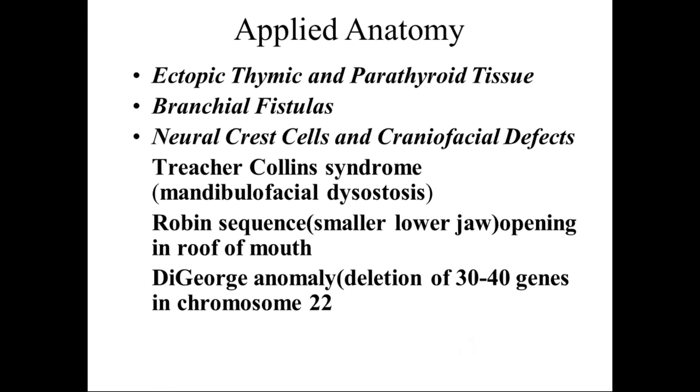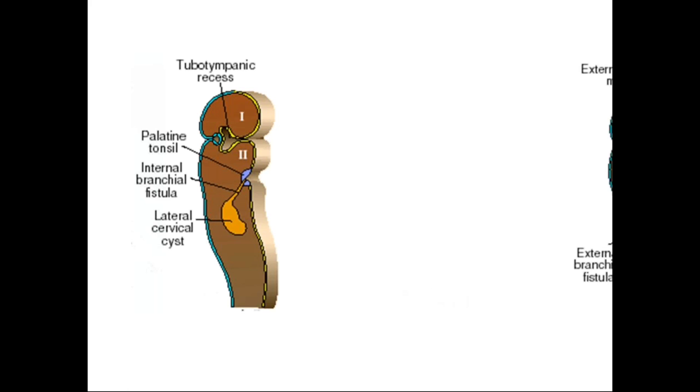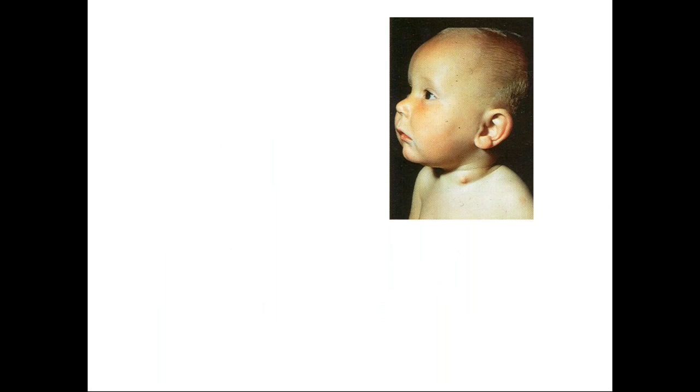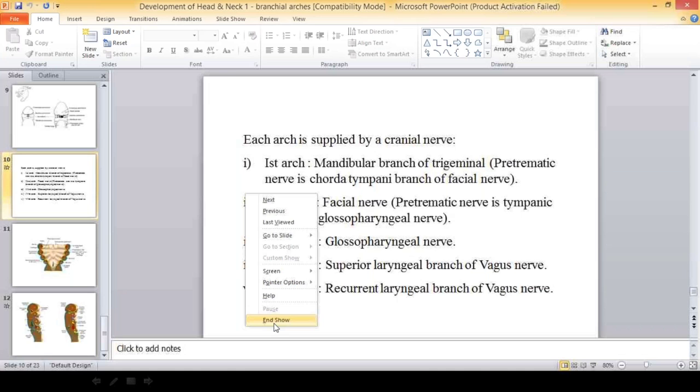These are the conditions. Treacher Collins syndrome, it is mandibulofacial dysostosis, failure of the development of the mandibular and facial prominences. Second is Robin sequence, that is smaller lower jaw. Then DiGeorge anomaly, a chromosomal abnormality because of deletion of 30 to 40 genes in chromosome 22. These are other conditions. So that's all about the pharyngeal arches, starting with the next topic.